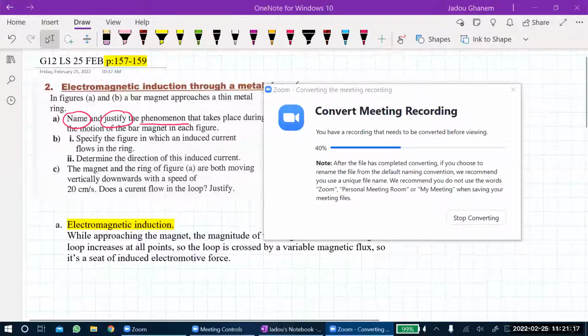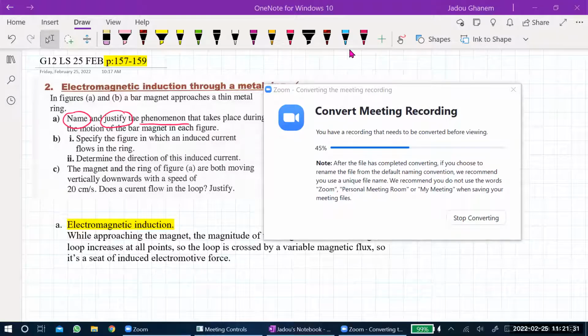Resend me your answers, but now just send me figure A, let's say the current is clockwise, or figure B, the current is anti-clockwise. Specify in which figure an induced current flows in the ring.